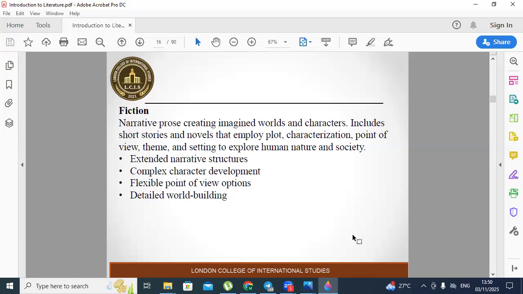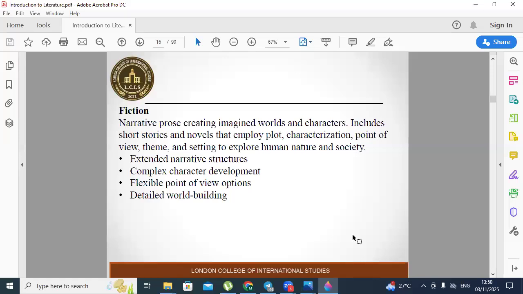Fiction includes both short stories and novels. Short stories are compressed narratives focusing on a single effect or revelation, typically featuring fewer characters and covering shorter time spans. Novels are extended narratives with room for multiple plot lines, complex character development, and detailed world building.